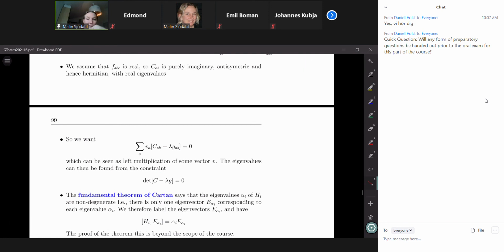It's time to stop here, but next time we will use this together with the so-called fundamental theorem of Cartan, which says that the eigenvalues are non-degenerate, so there is only one eigenvector for a certain eigenvalue. This will allow us to simultaneously diagonalize the effect of all the HIs on the special linear combinations alpha here. But that we will have to finish up next time.